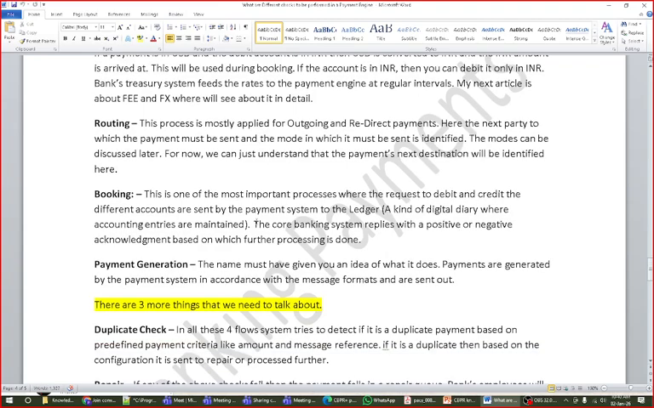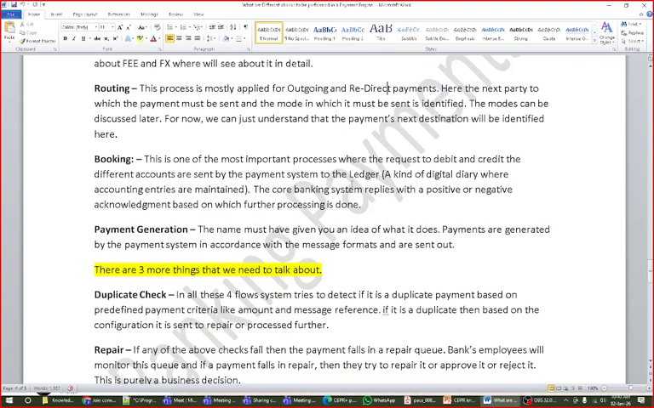Okay, payment engine. Then book payment, the important process: request debit and credit on different accounts and send payments to the ledger. The core banking system responds positive or negative for this. So booking means, at the end of the day you have to match the records also, right? Plus and minus, like we do balance reconciliation. The same is booking also. Booking happens: how much amount is debited should have been credited or not. So that kind of booking is done.